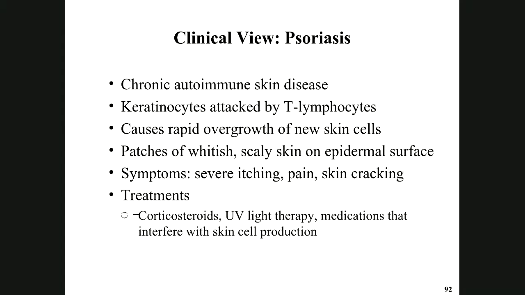Specifically, it happens on the back of the neck, on the elbow, and also on the surface of the knee. It has itching, pain, and skin cracking. The treatment uses corticosteroids, UV light therapy, and different types of medication which can help decrease the symptoms, but they cannot cure it, because this is an autoimmune disease which happens inside the body.